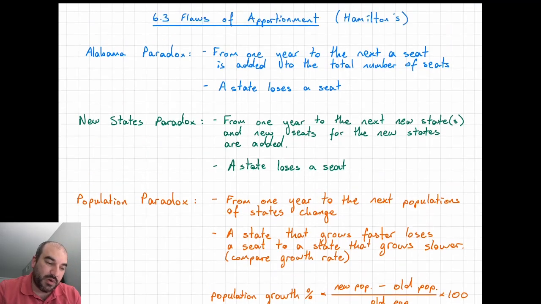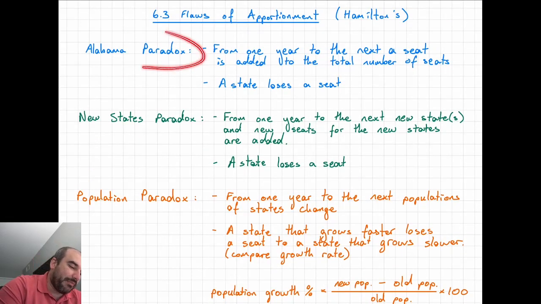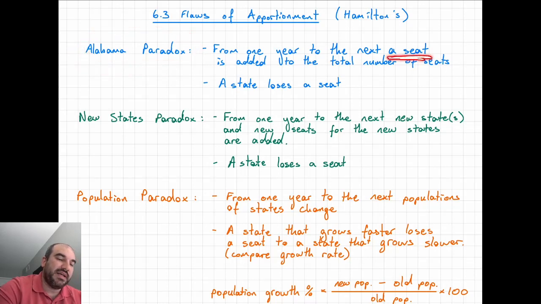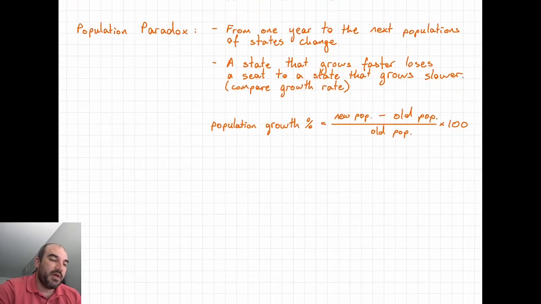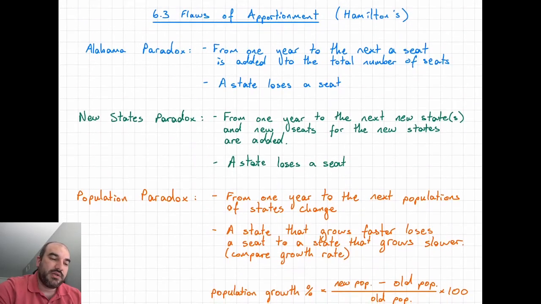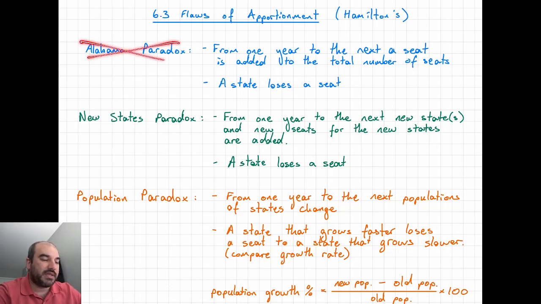The next easy one to identify is the Alabama paradox, because it specifically talks about a single seat increase from 1 year to the next. In the examples here, we're talking about specialists instead of seats. That's what the seats are in the examples. So if there's an increase of a single seat from 1 year to the next, or a single specialist from 1 year to the next, it's probably the Alabama paradox. Now you still need to figure out if one of the schools is unhappy, because normally when you add a seat or you add a specialist, you're not always going to have an Alabama paradox.